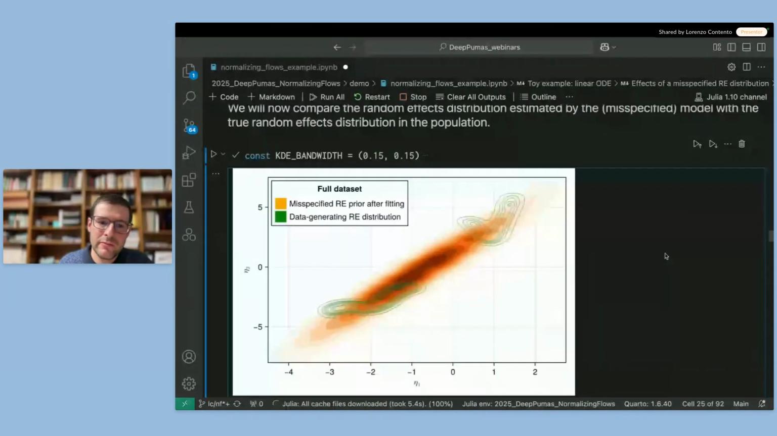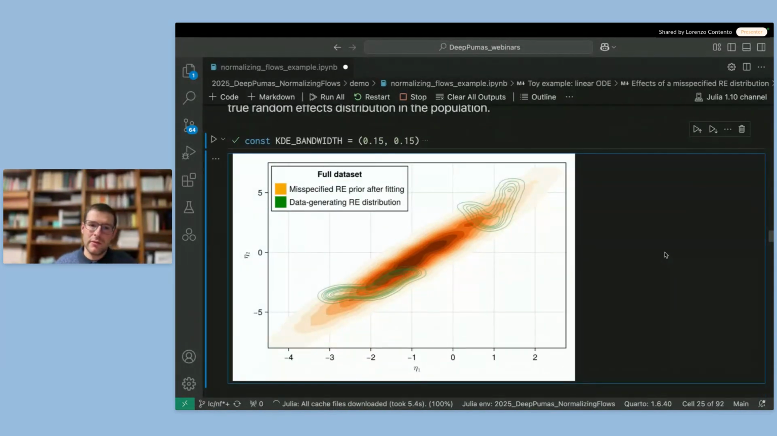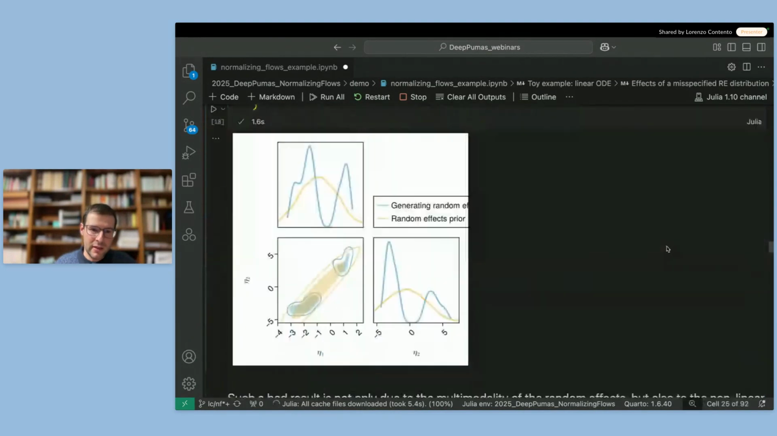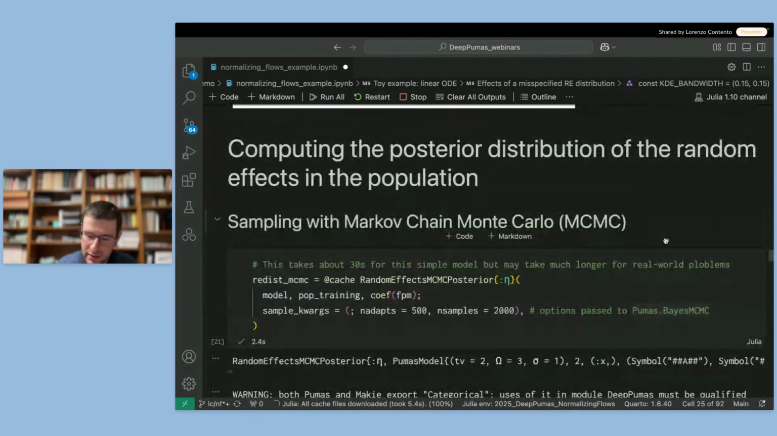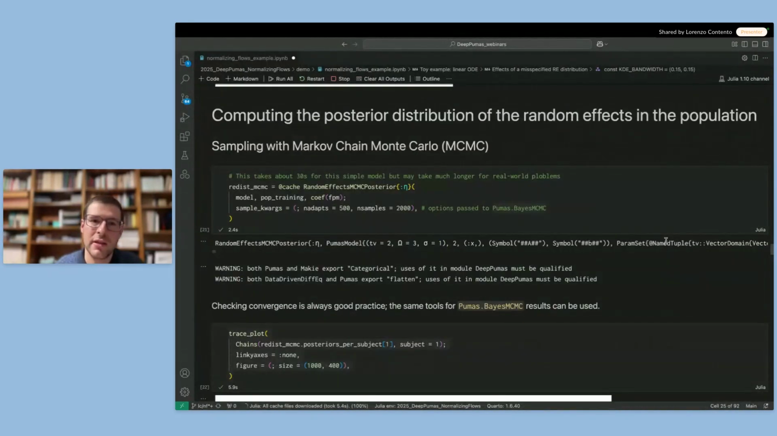So the next step is to try to learn the posterior distribution using a normalizing flow. And in order to do that, we first need to compute the posterior distribution. And here I will show you two ways to do that.